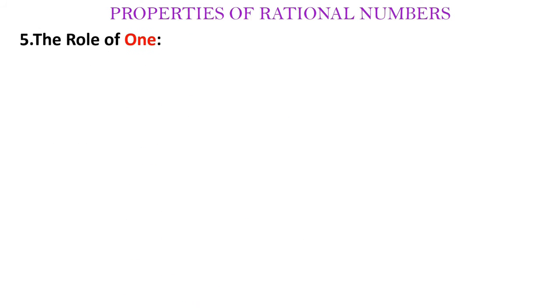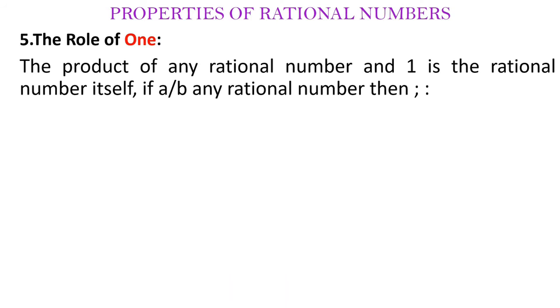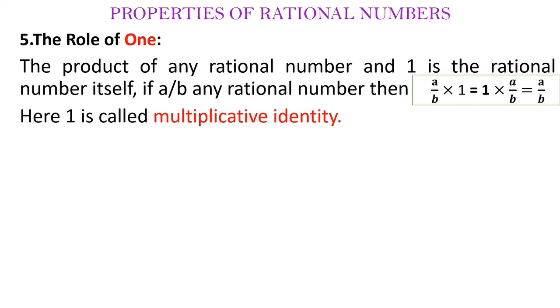The role of 1. The product of any rational number and 1 is the rational number itself. If a/b is any rational number, then a/b into 1 is equal to 1 into a/b is equal to a/b. Here 1 is called the multiplicative identity. When we multiply 1 into a rational number, we get the same rational number. Example, 8/7 into 1 is equal to 8/7.